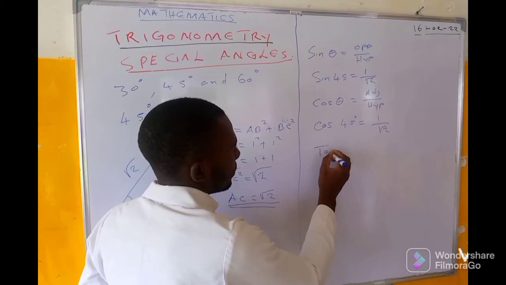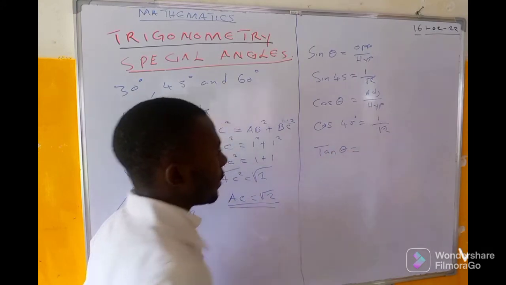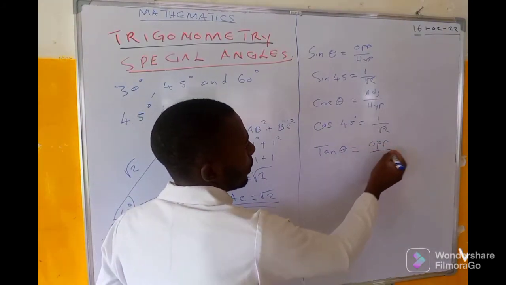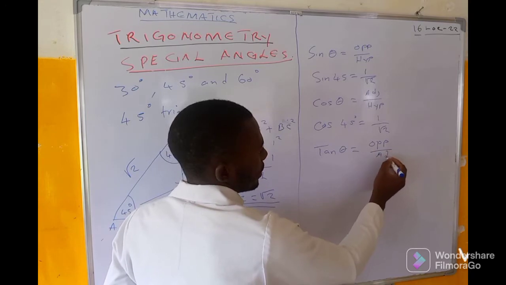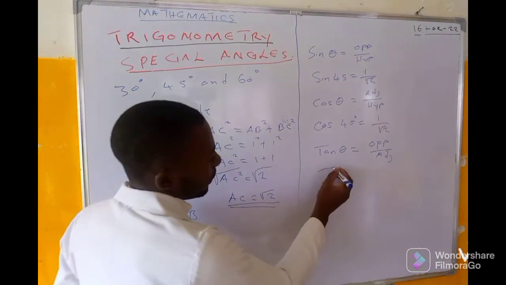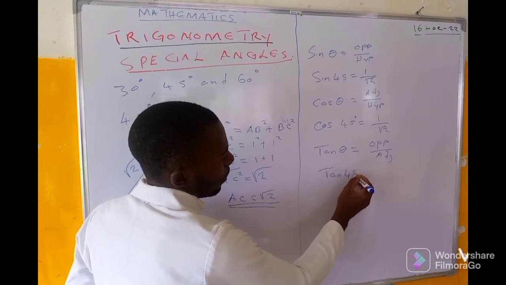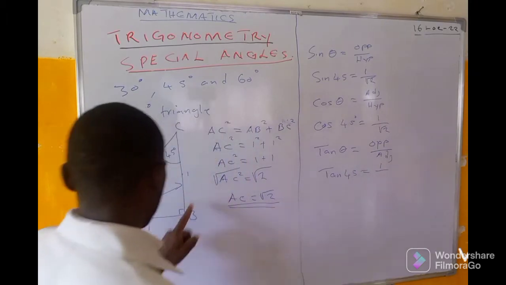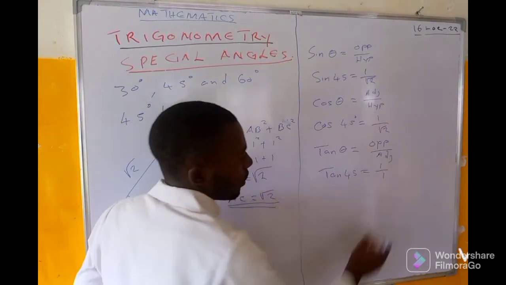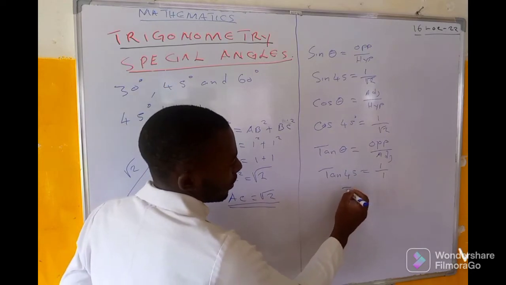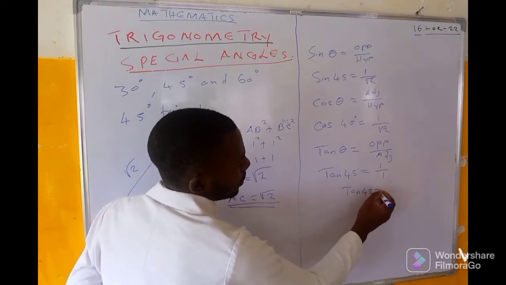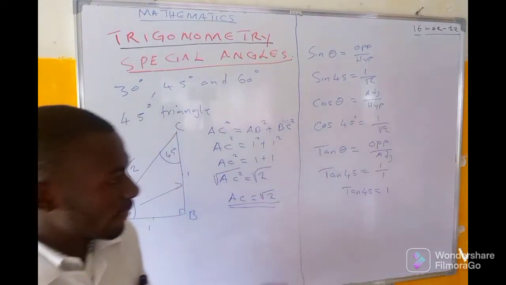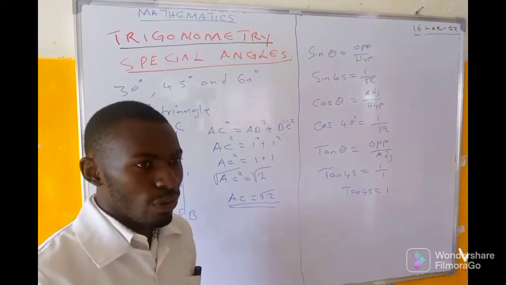What about the tangent? Tan theta is equal to opposite over adjacent. So tan 45 is equal to the opposite of this one, which is 1, divided by the adjacent, which is also 1. So tan 45 is equal to 1 divided by 1, which is 1. So wherever you find tan 45, your answer should be 1.